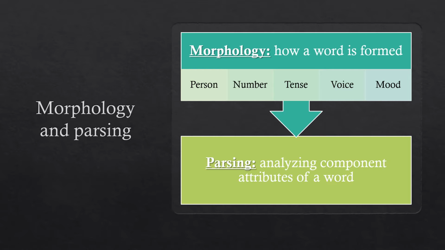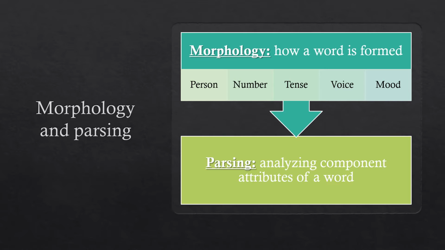Person. Is the subject first person, second person, or third person? Number. Is the subject singular or plural? Tense. When did the action occur? Is it complete or ongoing? Voice. Is the subject doing the action, or is the action being done to the subject? Mood. What is the force or modality of the action?